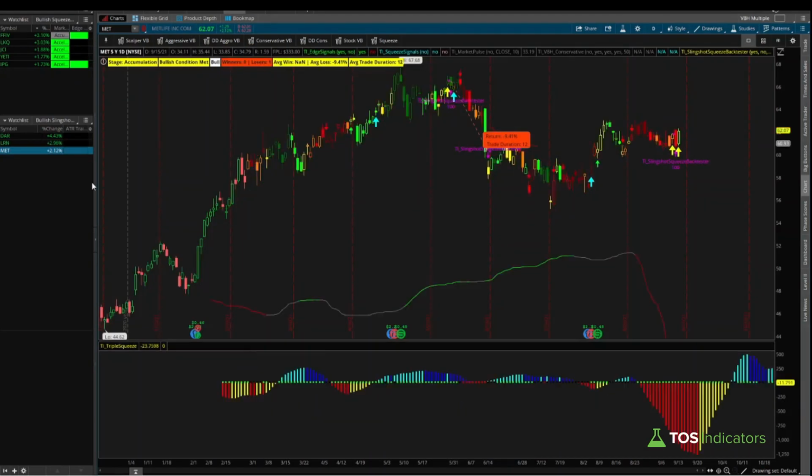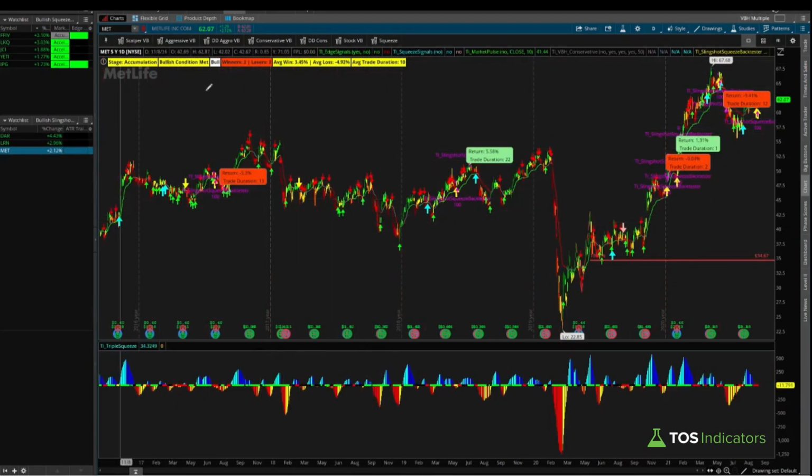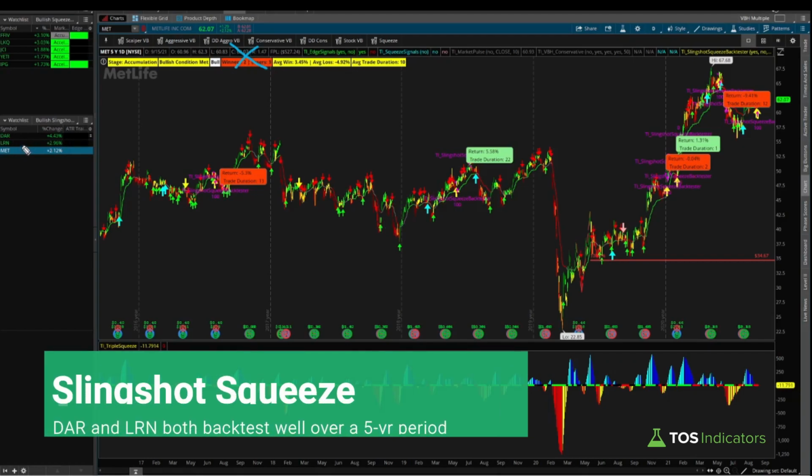Now, finally, the last ticker we have inside of the Slingshot squeeze is MET. This one very clearly doesn't backtest well. 2 winners, 3 losers. The average loser is also bigger than the average winner. So all around here, MetLife is just not a stock that I think makes the radar. So from the Slingshot squeeze, we have Darling Ingredients along with Stride.